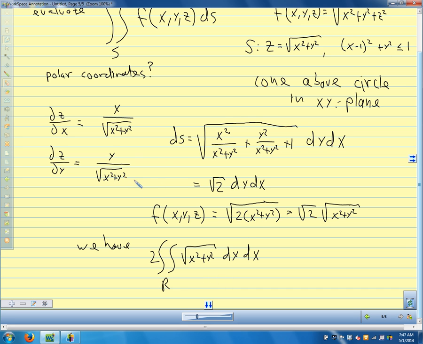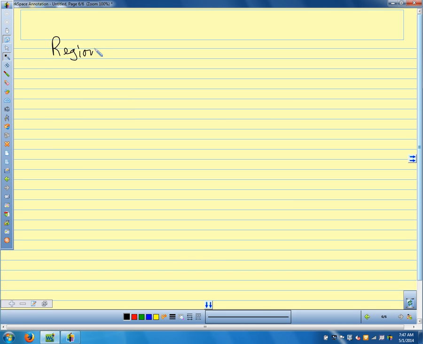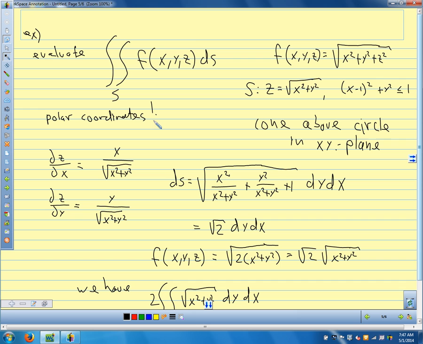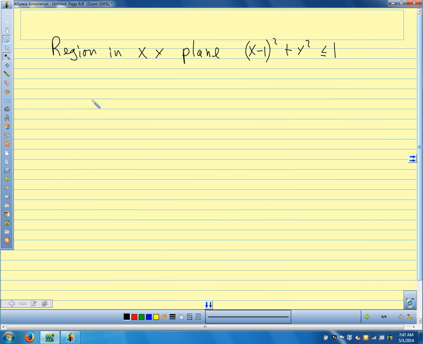So I'm going to go to the next page here. Our region in the xy plane: we said we have this circle, (x minus 1) squared plus y squared less than or equal to 1. This is where we're going to use polar coordinates. So we can take our question mark away here, and I'm going to say exclamation point, because we are using polar coordinates. x equals r cosine theta, and y equals r sine theta. I'm just going to plug these into this region to get a polar representation of our region.